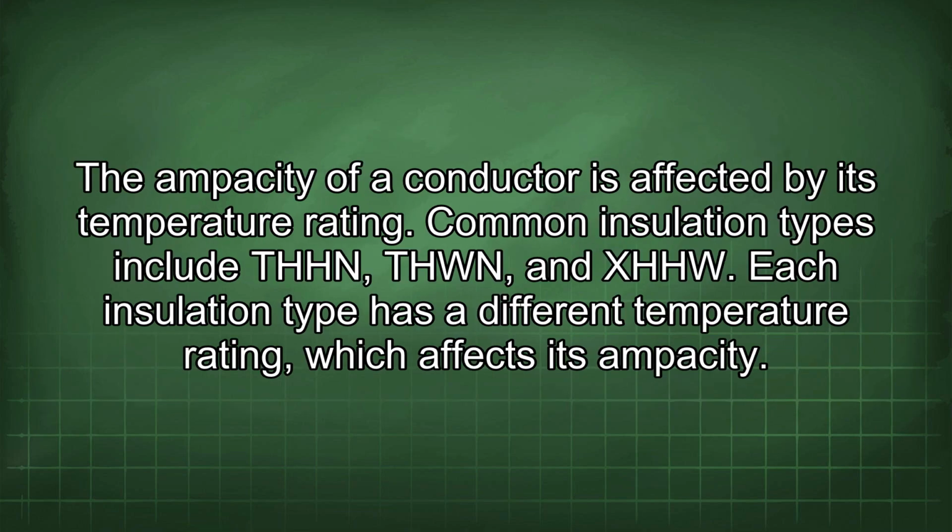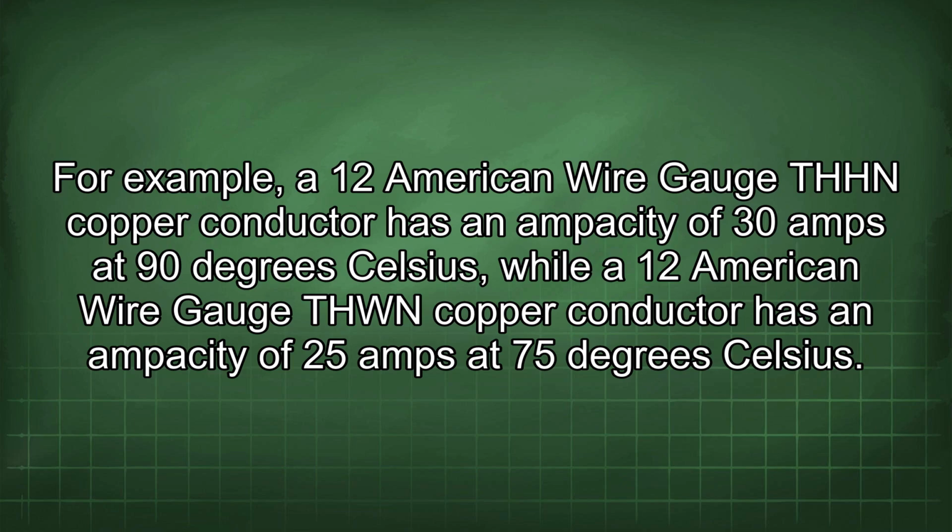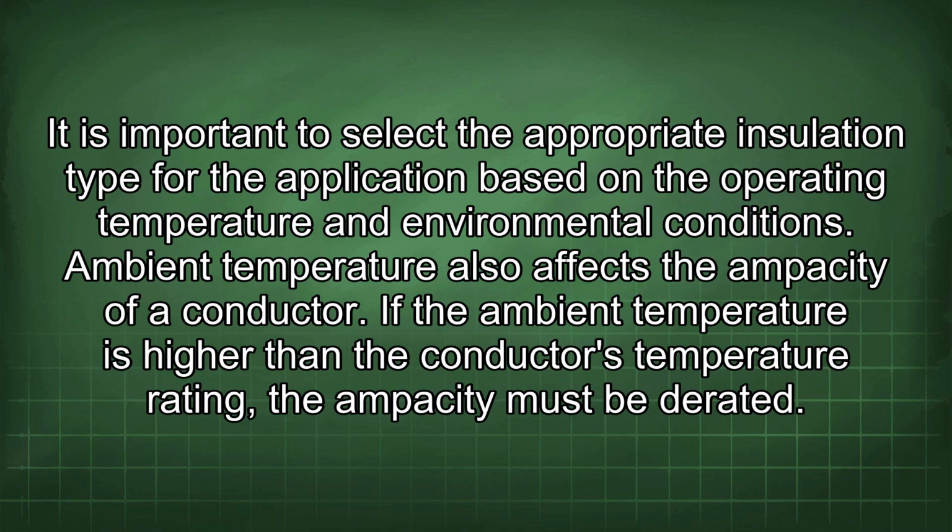The ampacity of a conductor is affected by its temperature rating. Common insulation types include THHN, THWN, and XHHW. Each insulation type has a different temperature rating, which affects its ampacity. For example, a 12 American wire gauge THHN copper conductor has an ampacity of 30 amps at 90 degrees Celsius, while a 12 American wire gauge THWN copper conductor has an ampacity of 25 amps at 75 degrees Celsius. It is important to select the appropriate insulation type for the application based on the operating temperature and environmental conditions.